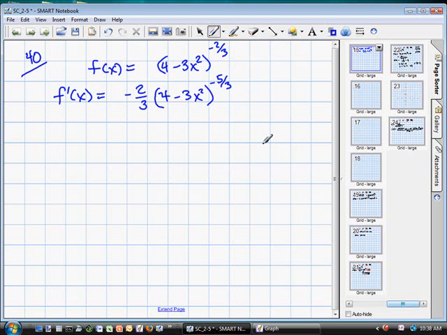One less than negative 2/3 would be negative 5/3. And then the chain rule. We're going to multiply by the derivative of the inside function. Okay, let's get that thing simplified a little bit. Got negative 2 on the top. We have 3 on the bottom. We've got a negative 6x on the top. We've got the cube root of 4 minus 3x squared to the 5th.